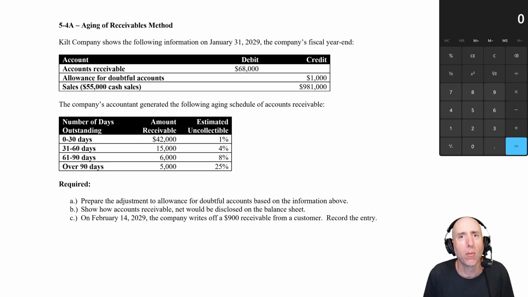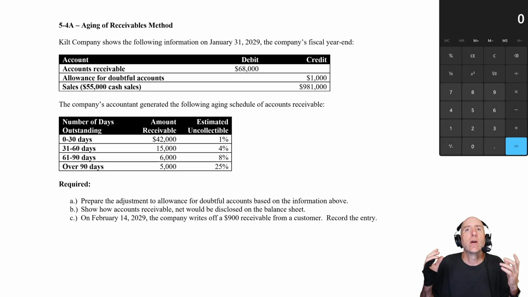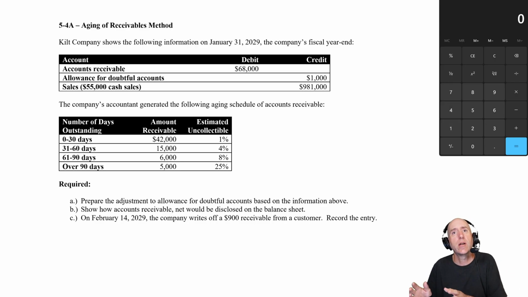Let's jump into problem 5.4a. This is on the aging of receivables method. When a customer owes us money, we know some percentage of the time they're not going to pay, and we have to estimate the amount that's not going to come in. We have to estimate our allowance for doubtful accounts. And to do it, in the previous video, we learned the percentage of sales method. In this video, we'll learn the aging of receivables method.